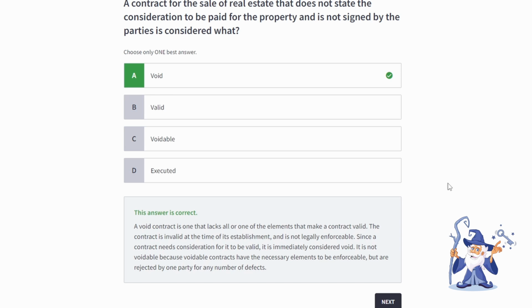See the difference? Hopefully. Yeah, you need to be able to tell the difference between obviously void, voidable, and valid, and even executed, which might come up later on this practice exam, but we'll see. So yeah, if you're unfamiliar with those things, I highly encourage you to recap and study those.